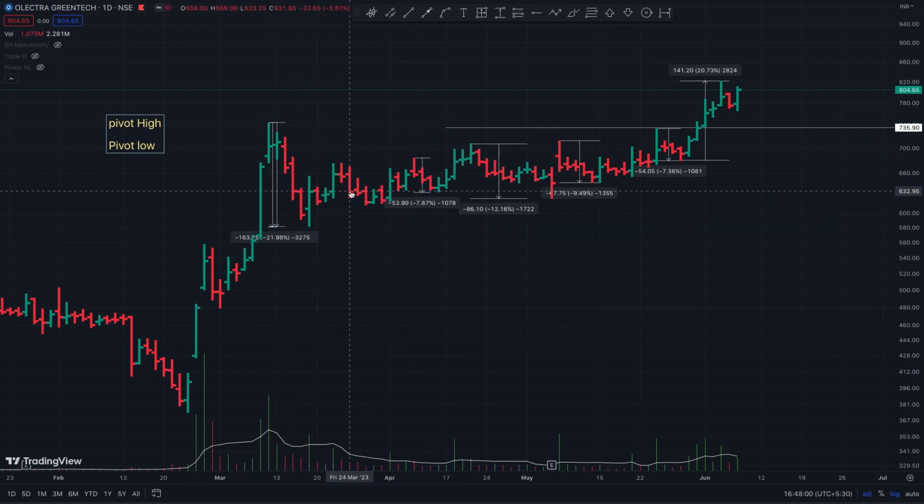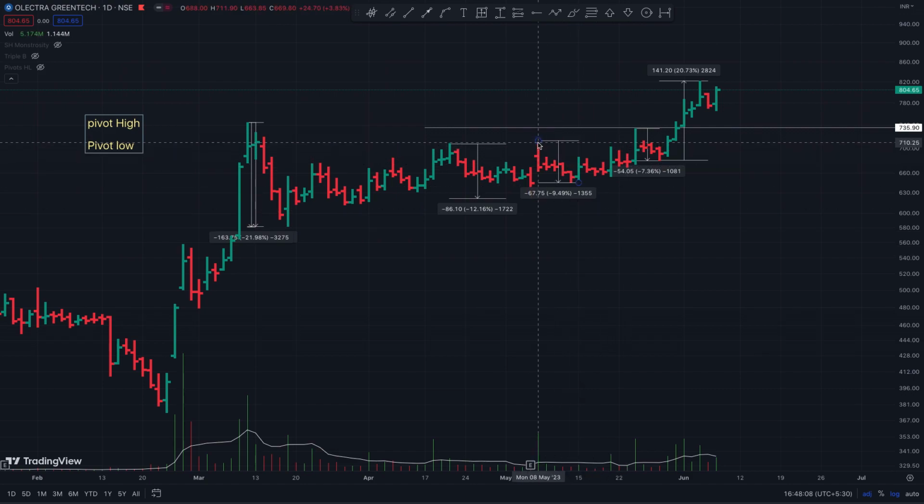So what we'll do is adjust our VCP and say that this is the first contraction, T1, and this is the second contraction, T2. And now the subsequent contractions are smaller: -12, -9, in this case -7. So this is T1, T2, T3, T4. You also see the volume patterns are really good, because when it's coming down, it's with lower volumes, and when it's going up, it's coming with higher volumes.